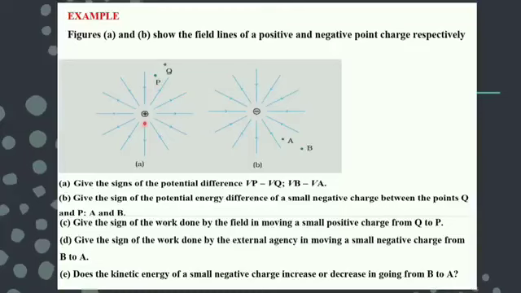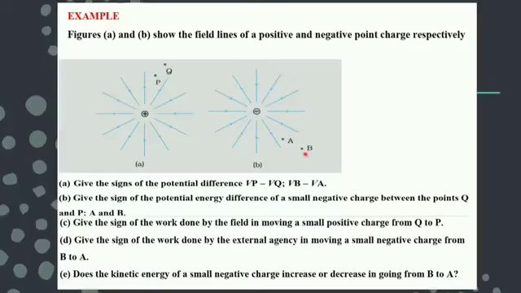This is a positive charge. Field lines are shown for the positive and negative charge. As in the diagram, you have to find the signs of the potential difference Vp minus Vq, and Vb minus Va. Now, when you are bringing from Q to P, we have already discussed that in the presence of a positive charge, potential is increasing. It means potential at P is greater than potential at Q. So Vp minus Vq is positive.